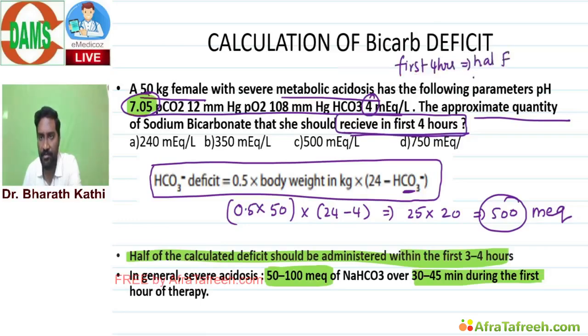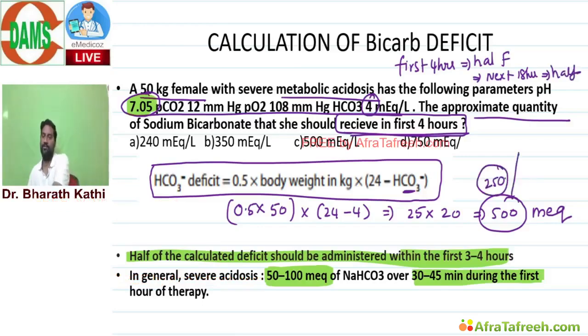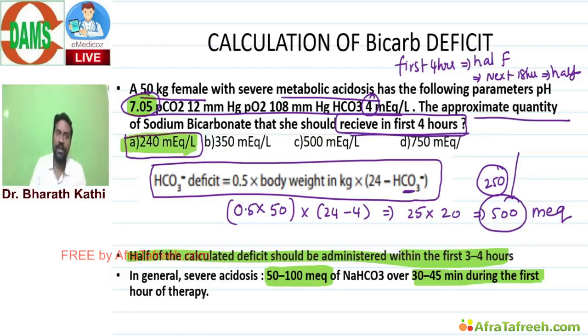If the patient is not improving, in the next 18 hours you can give the rest of the half. So in the first 4 hours this patient requires 250, and in the next 18 hours he should require 250. So within the first 4 hours, a total of 250 should be given. During the next 18 hours, if the patient is not improving, the next 250 milliequivalents can be given over 18 hours. So this is regarding calculation of bicarbonate deficit.